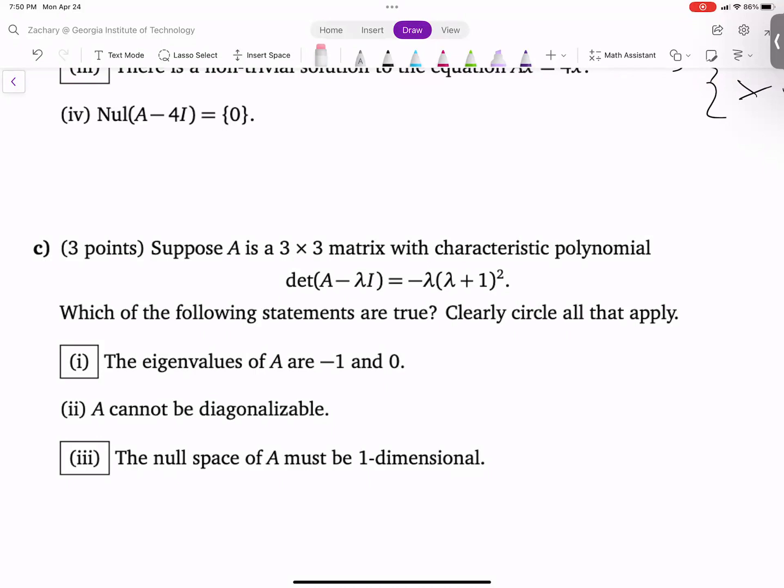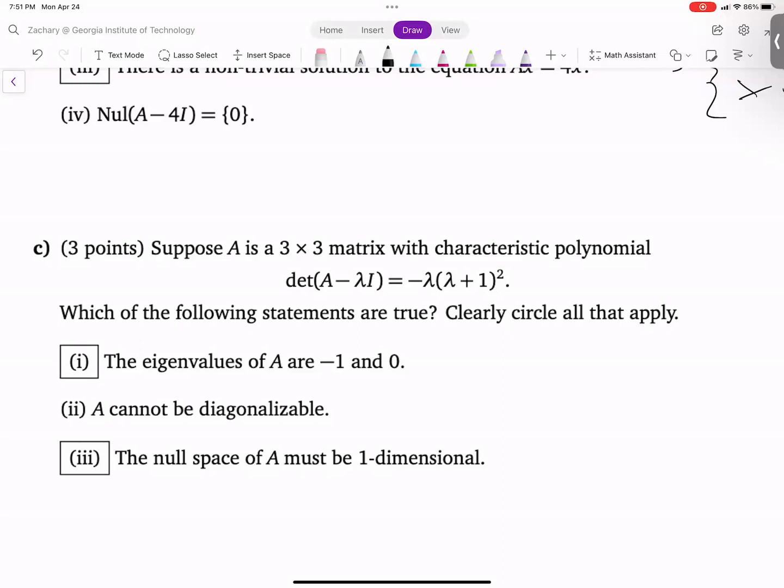Okay. A cannot be diagonalizable. All right. So we have 1 lambda. So how many eigenvectors do we have for lambda equals 0? We have 1 for lambda equals 0. How many do we need for lambda equals -1 to be diagonalizable, right? Do we know it has 2? No, we don't. We know it has an algebraic multiplicity of 2. We don't know its geometric multiplicity. For that, we would need to check the eigenspace and the dimension of that. Okay, it could be diagonalizable. Doesn't have to be.